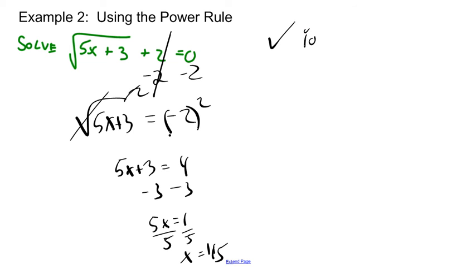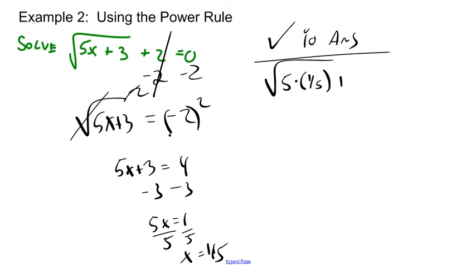Check your answer. Okay, so basically what we do is we're going to rewrite the original equation. However, we know what x is. X is 1/5. So I'm going to do the square root of 5 times 1/5 plus 3. And that should all be underneath the radical. And then I have plus 2 equals 0. Okay, so is this true or false? Is it true or is it false that the left side equals 0? Because if it's false, then we'll say, oh, 1/5 is not the answer, and there's just no answer right here. So let's see.